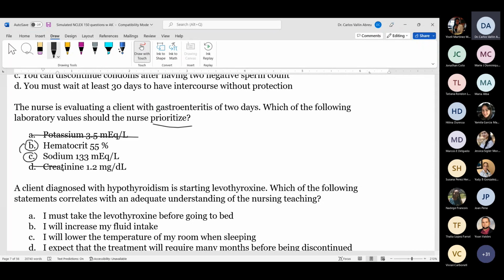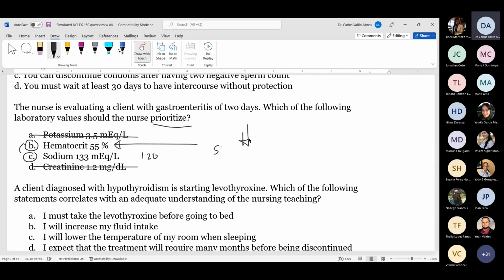The creatinine is acceptable, so it's normal. The sodium is low. Is it critical? No, not critical. Critical is 120. It is low, but not critical. Okay. How much hemoglobin has this patient? 18. 18 point something, yes?